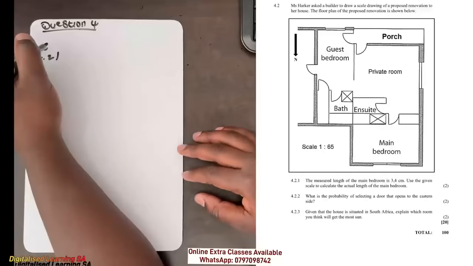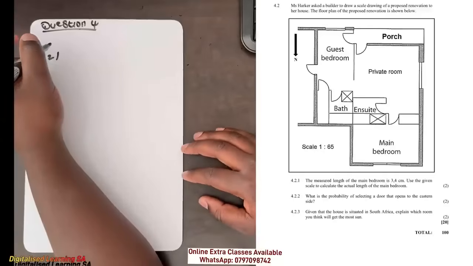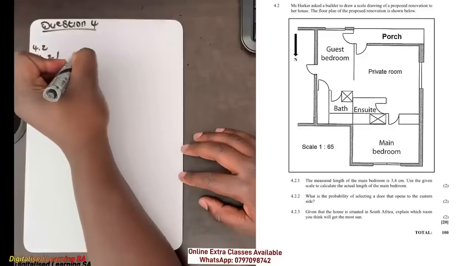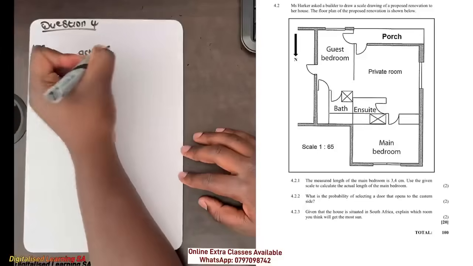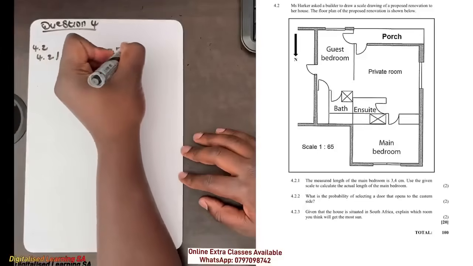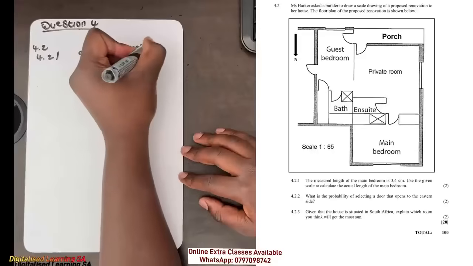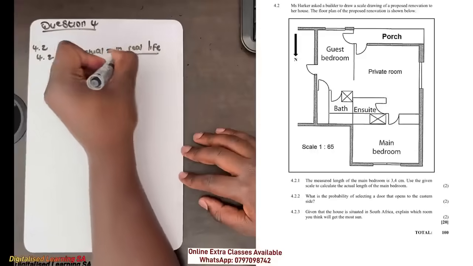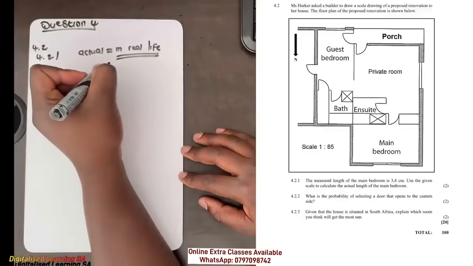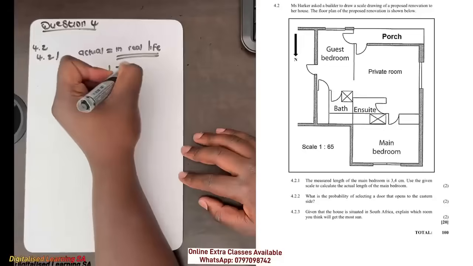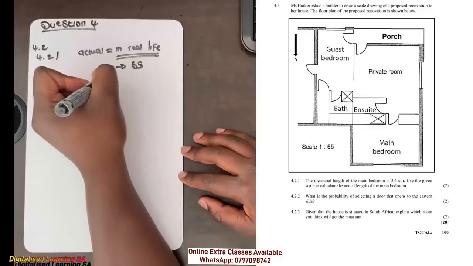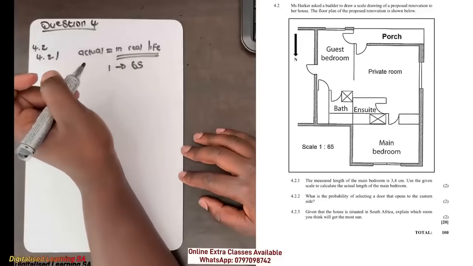We are going to start with question 4.2.1. Question 4.2.1 says that the measured length of the main bedroom is 3.4 centimeter. Use the given scale to calculate the actual length of the main bedroom. By actual, they mean in real life. So we know that 1 centimeter on paper is equal to 65 centimeter in real life.